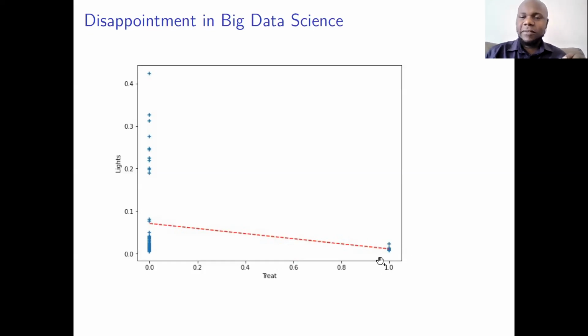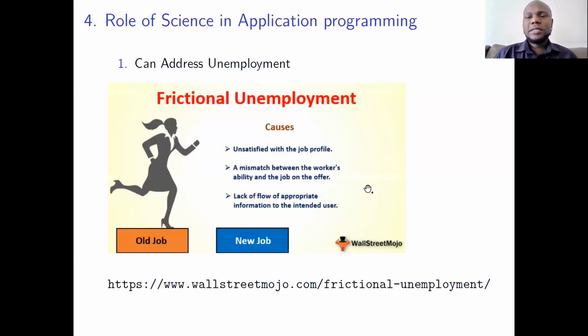So Sutherland, which takes the value of 1 here, the treatment town, actually has less lights compared to other surrounding towns, which take a value of 0 here. So astronomy is a dark sky science. We might have some disappointment sometimes, but I think in other places we can actually use science and technology to measure socioeconomic change at the local level using remotely sensed data. So science has a role to play also in application programming.